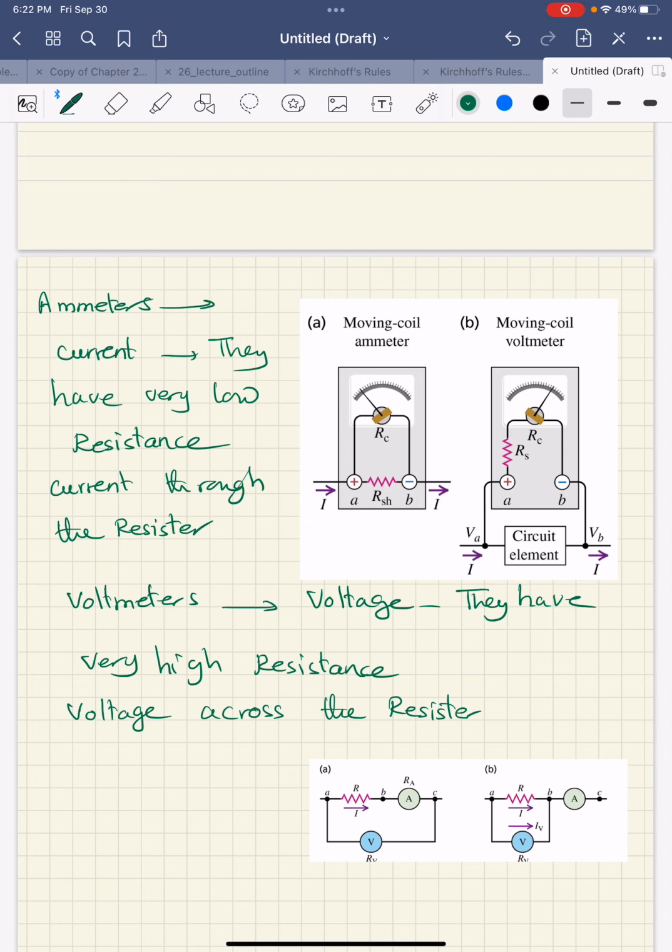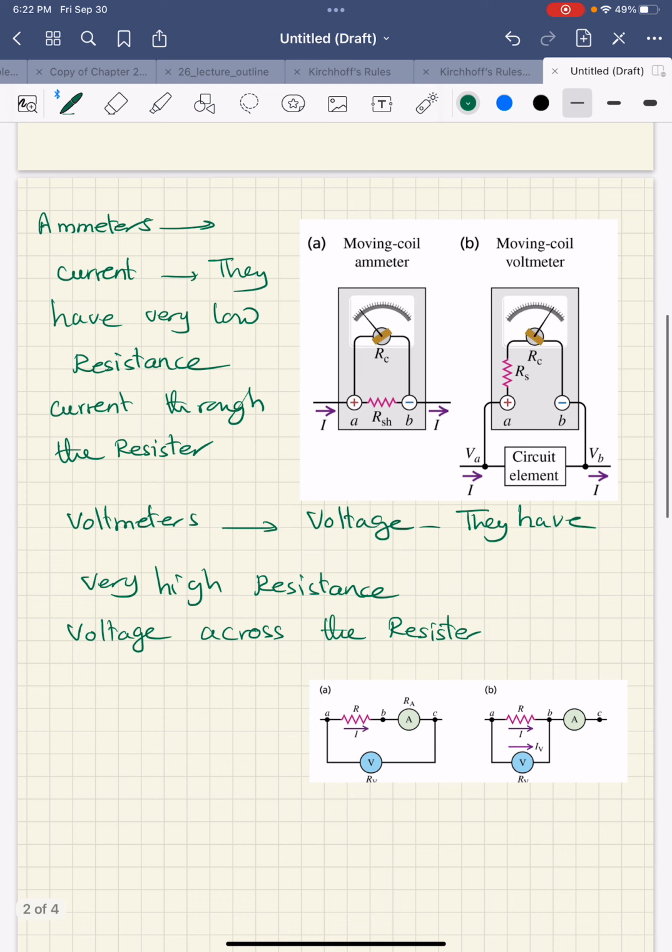We can also use ammeters and voltmeters together to measure power and resistance. And this is, I would say, the arrangement.